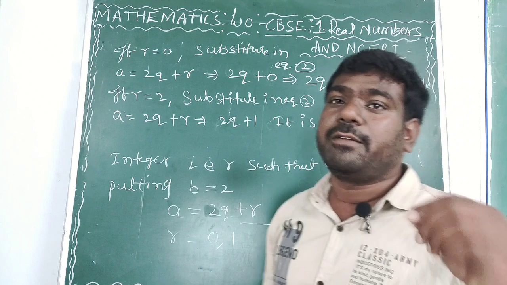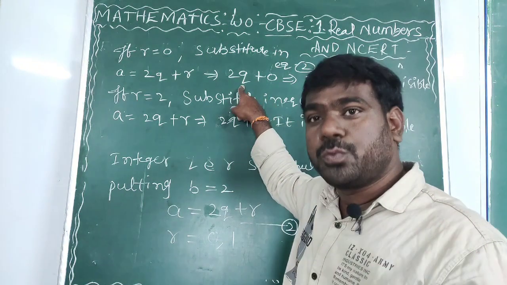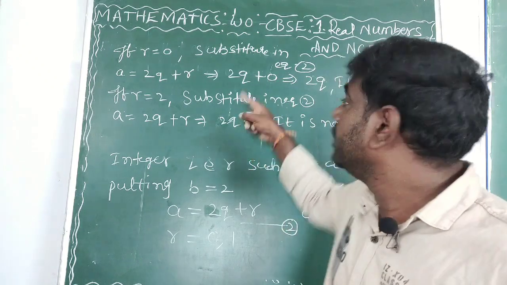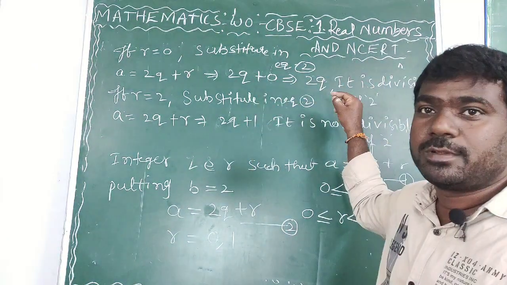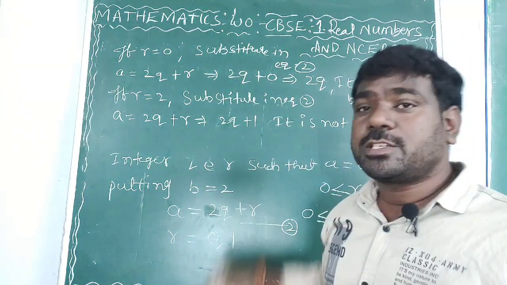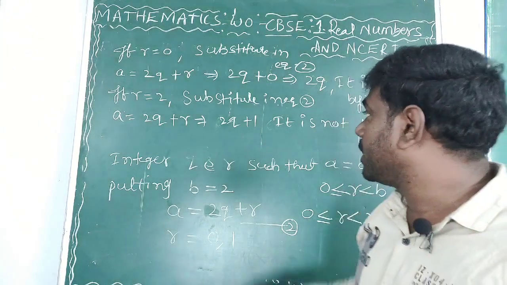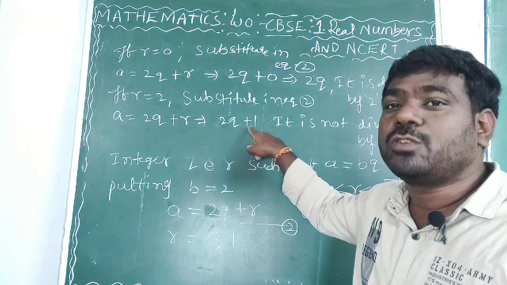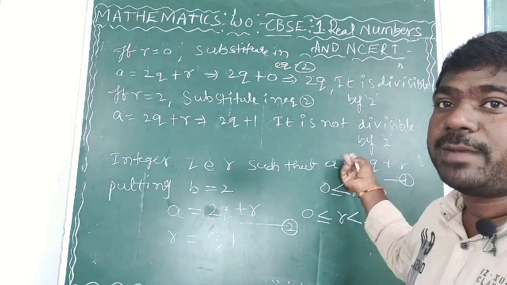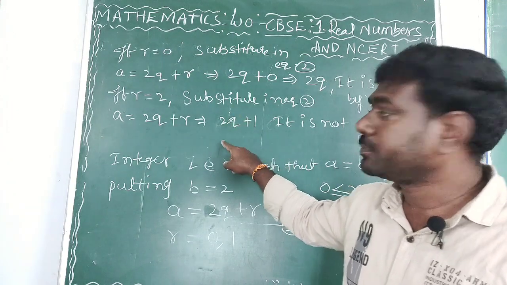Any positive even integer is of the form 2q. So here we proved that this number is divisible by 2. How did we prove it? By using the lemma. The next one: an odd positive integer is of the form 2q plus 1. In the second case we got 2q plus 1, which is not divisible by 2. That's why it is an odd integer of the form 2q plus 1.